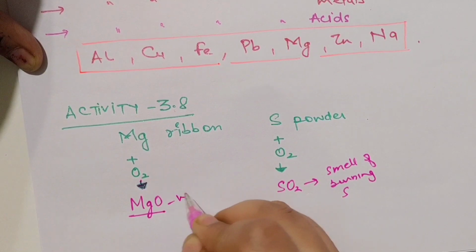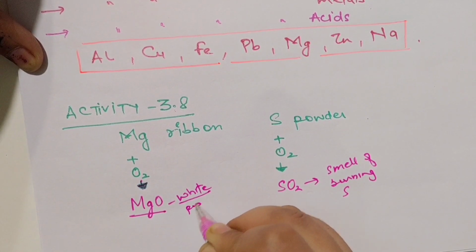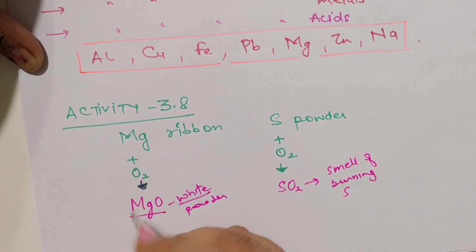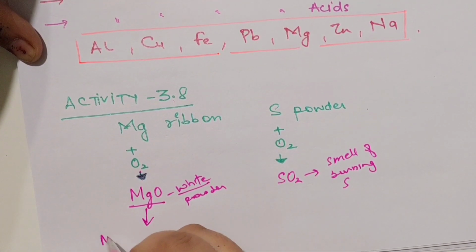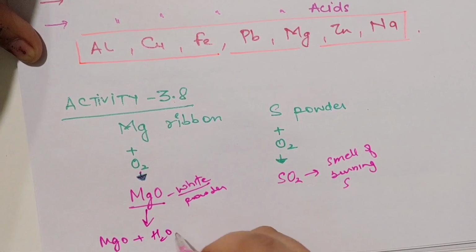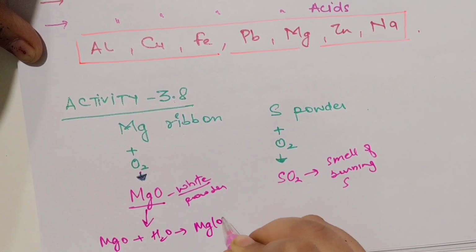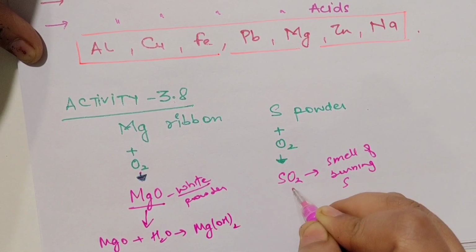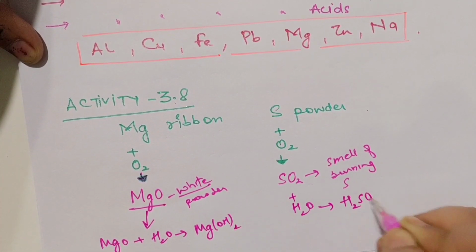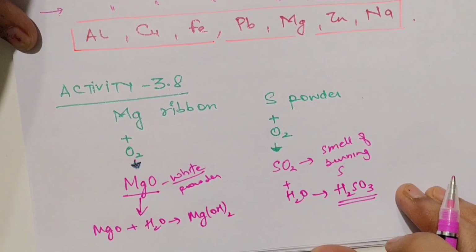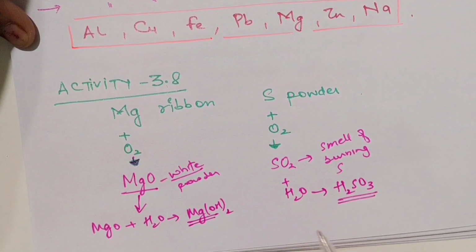Okay, this white powder, when collected and then dissolved in water, gives magnesium hydroxide. Sulfur dioxide, when dissolved in water, gives sulfurous acid. Now I hope you can tell what would be the action of litmus paper on these solutions.